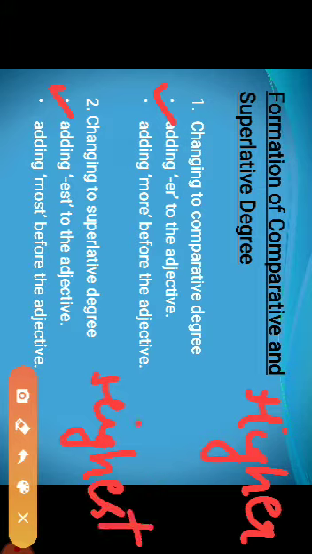Now another thing, suppose I am giving you a word famous. Now, can we use here er and est at the last of this word? No. Now in this case, how will we change this word into comparative degree? We will add here more, but before the word it will become more famous, and in superlative degree we will add here most. Okay, so it will become most famous. How many of you have understood?